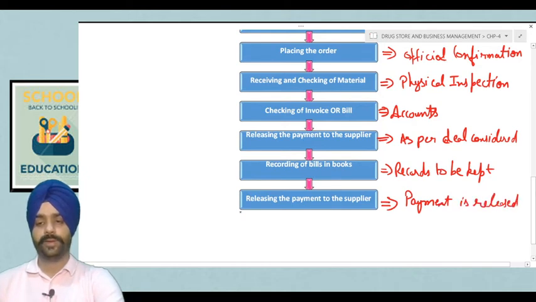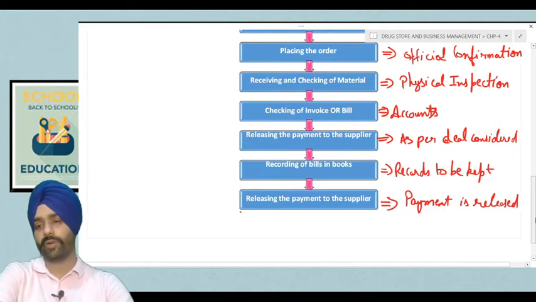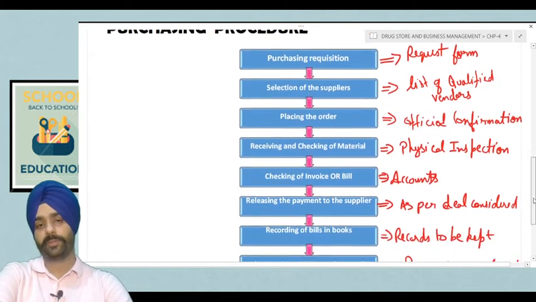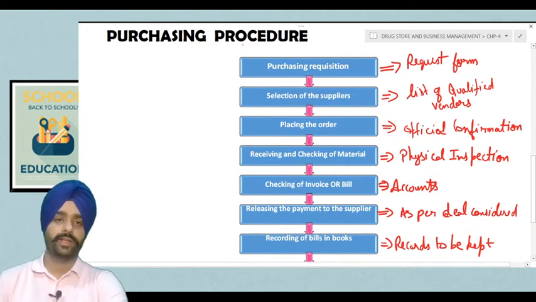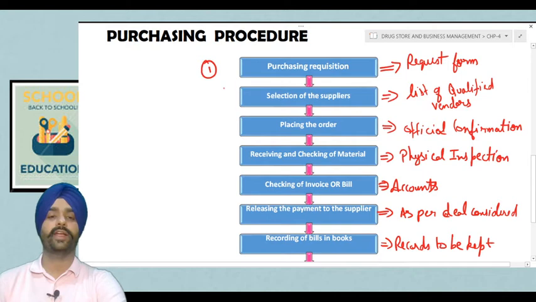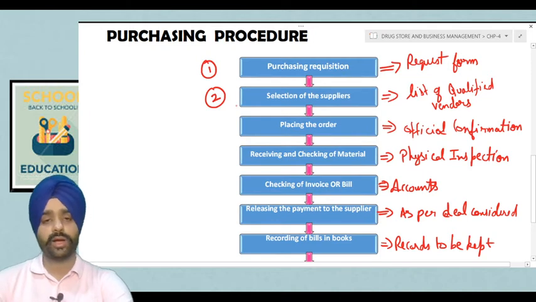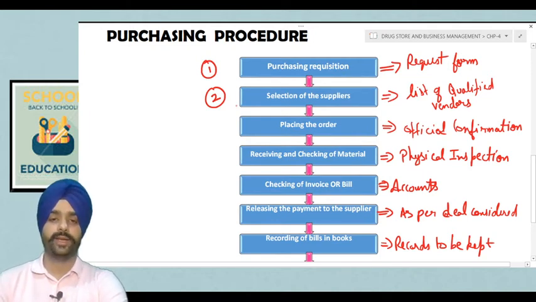So, these are basically the steps that are involved in a purchasing procedure. Let us revise them again. Number 1 is the purchase requisition. First of all, we will have to raise a purchase order depending upon our requirements. Next, the selection of the supplier. A particular vendor is to be selected as per his or her track record.